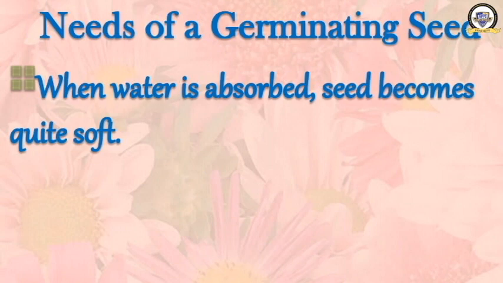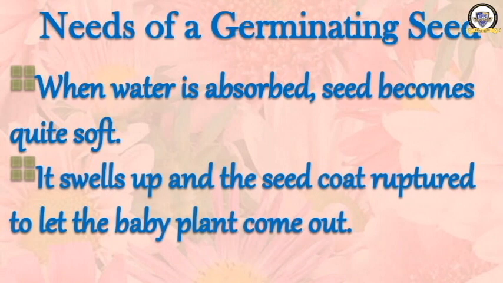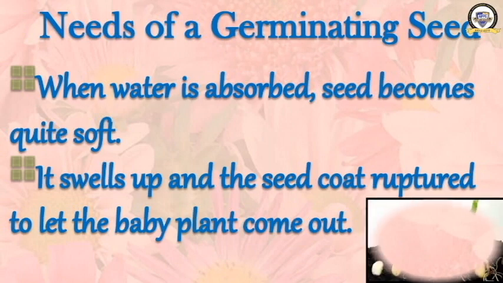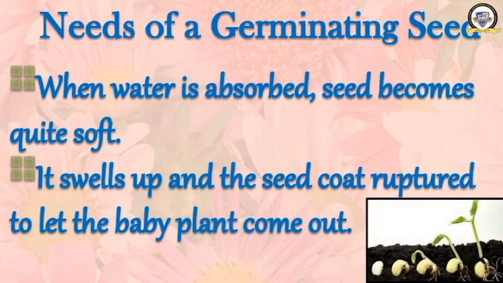Here also, in the soil, that seed gets soft. It swells up and the seed ruptures to let the baby plant come out. It gets water, becomes soft, swells up. Swelling up means it becomes bigger and bigger. Then the seed coat is ruptured, it is broken, it is opened. Then the new baby plant comes out. Clear? See this picture? Here you can see very clearly how the baby plant is coming from the seed.